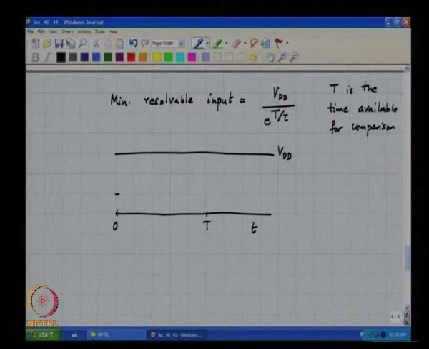Okay. Then what happens? The input regenerates and the output, at time equal to capital T, is without ambiguity the full level that we want, correct. Now, as the input keeps getting smaller and smaller, what happens?